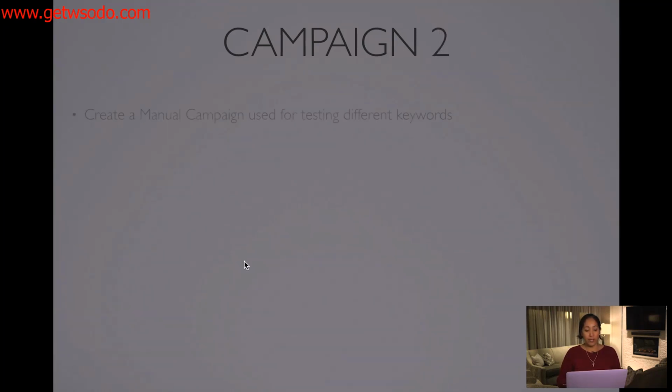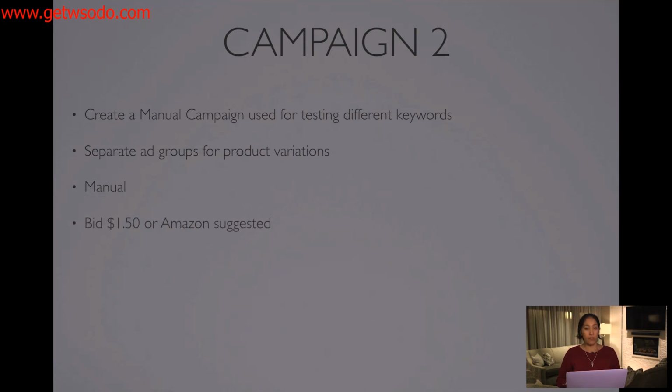Campaign number 2 is going to be a manual campaign. And again, we're going to separate the ad groups for variations. We're going to bid $1.50 or whatever Amazon suggests that we bid, and our budget is going to be $20 to $30. Now you decide what you can spend, but if you recall during the advertising section, when I was trying to get you to set your client expectations, I told you to let them know that you expect to spend between $20 and $30 a day on advertising.